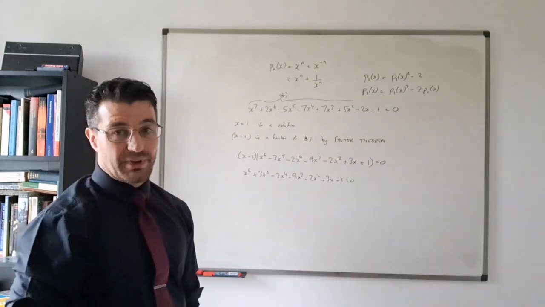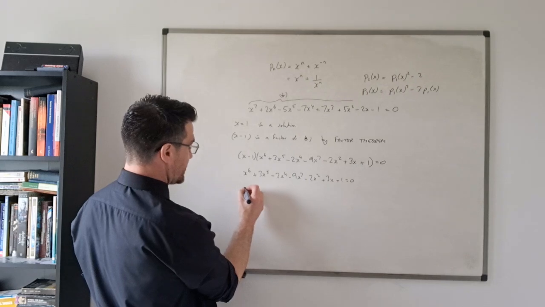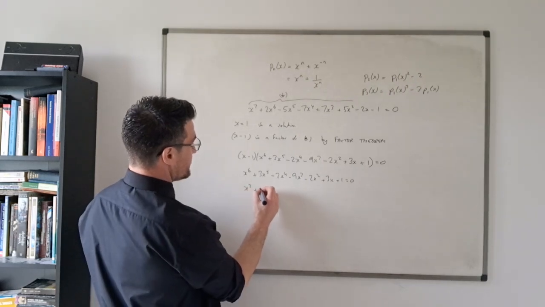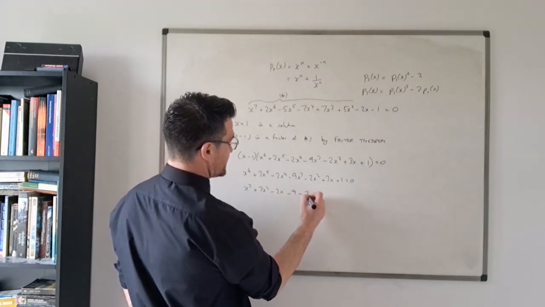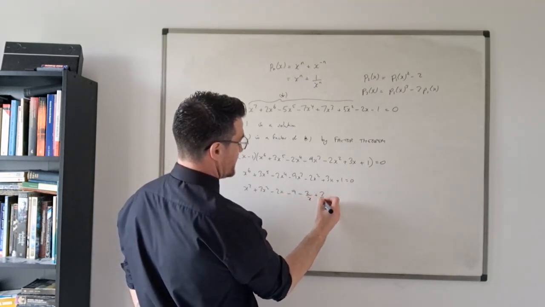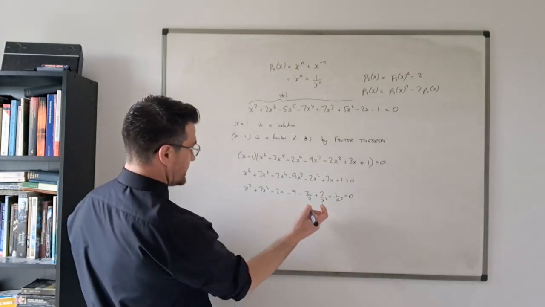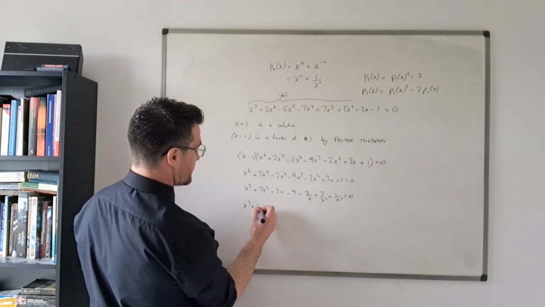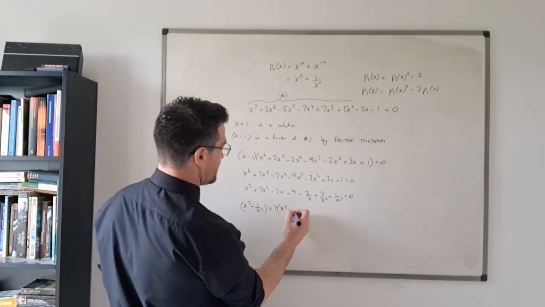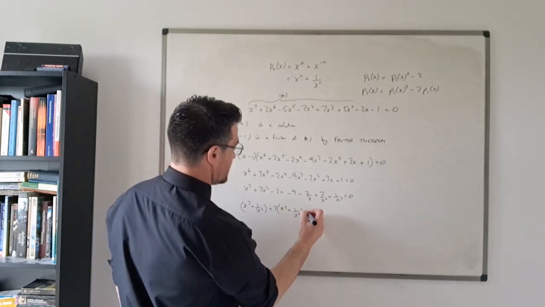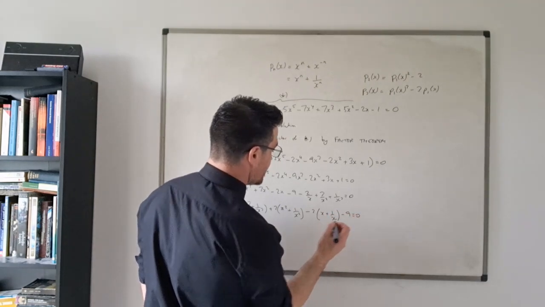And now I can do basically what I did in the previous part. Divide through by x cubed, so I get x cubed plus 3x squared minus 2x minus 9 minus 2 over x plus 3 over x squared plus 1 over x cubed, which gives me x cubed plus 1 over x cubed plus 3x squared plus 1 over x squared minus 2x plus 1 over x minus 9 equals 0.